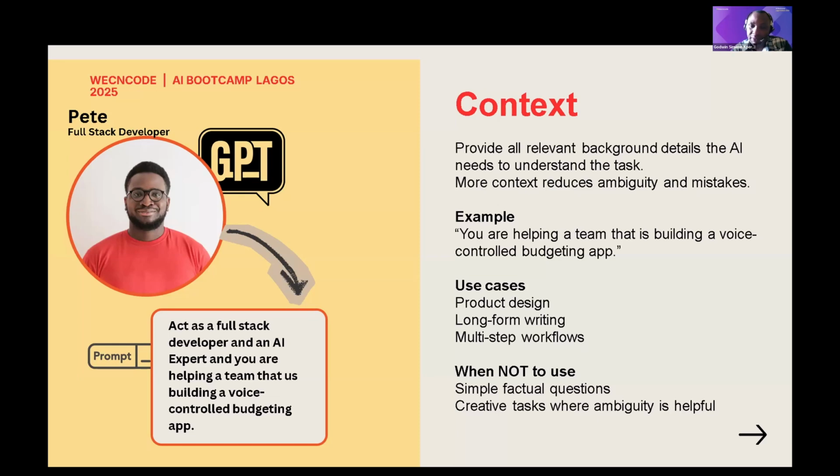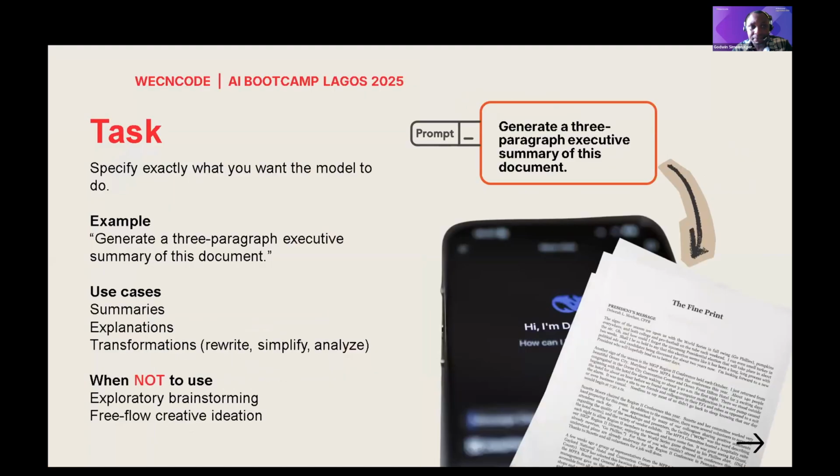When not to use: when you just need a simple factual question, just a simple answer, you don't need to use context. Also for creative tasks where ambiguity is helpful. There are some responses where ambiguity is helpful, so in that case, you don't want to limit it to the context.